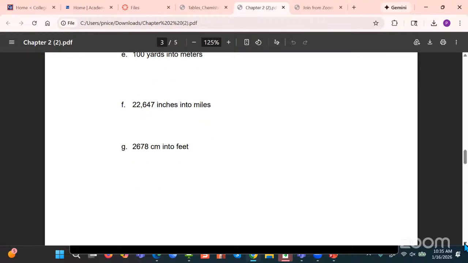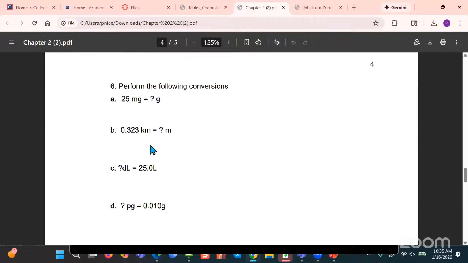Okay, so I'm going to go down to these. These should be relatively easy. You're converting from one unit to another, all in the metric system. So let me hear what you have to say for the first one. How would you convert from 25 milligrams to grams? We're going to start off with 25 milligrams, and we're going to multiply that by what?